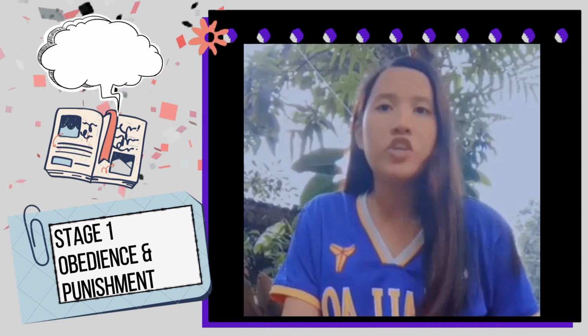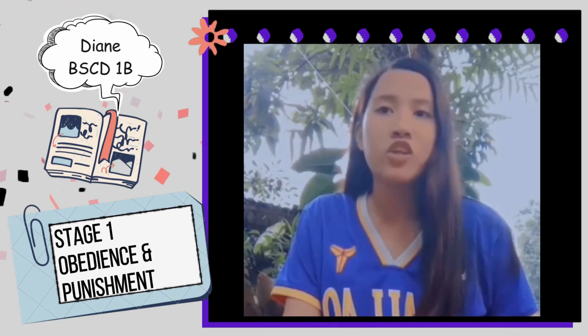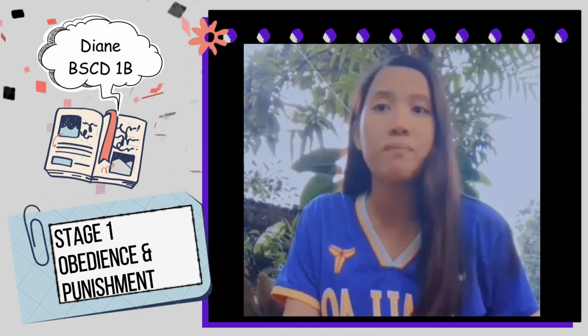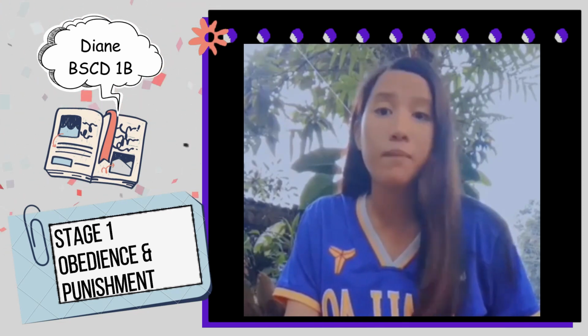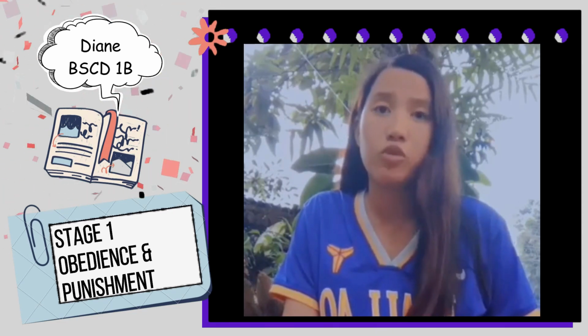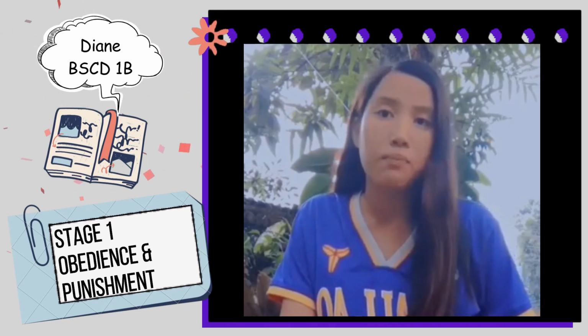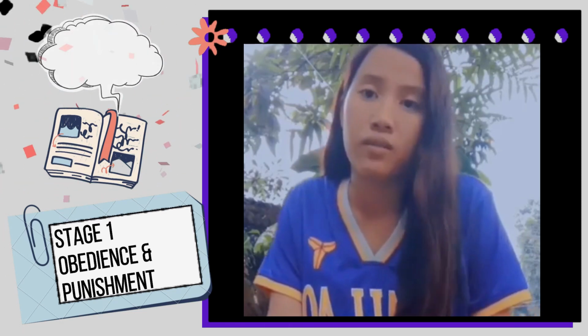Stage 1. Obedience and punishment. The earliest stage of moral development, obedience and punishment is especially common in young children, but adults are also capable of expressing this type of reasoning. According to Kohlberg, people at this stage see rules as fixed and absolute. Obeying the rules is important because it is a way to avoid punishment.